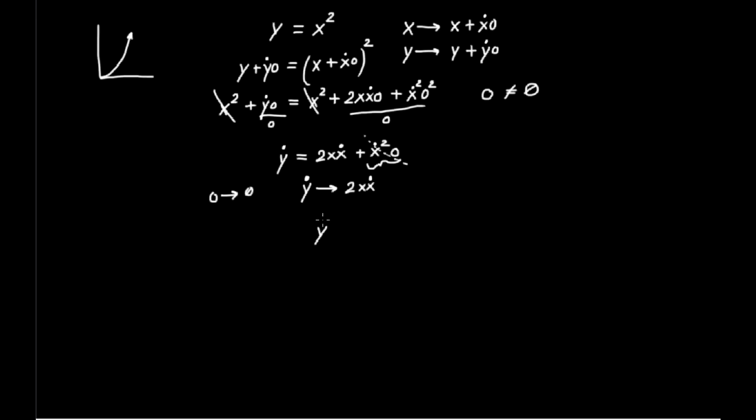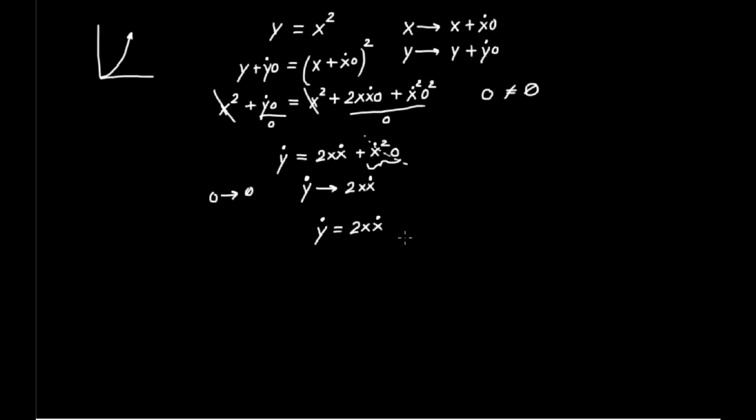So now I have the fluxional equation, which is y dot equals 2x x dot. And now, if you know some calculus, you might be saying, but wait, I know that the derivative of x squared is just 2x, but here I see 2x x dot.